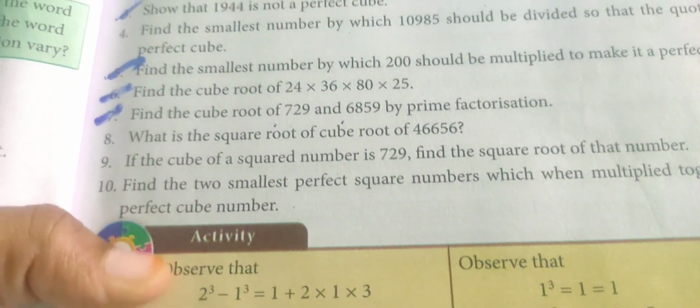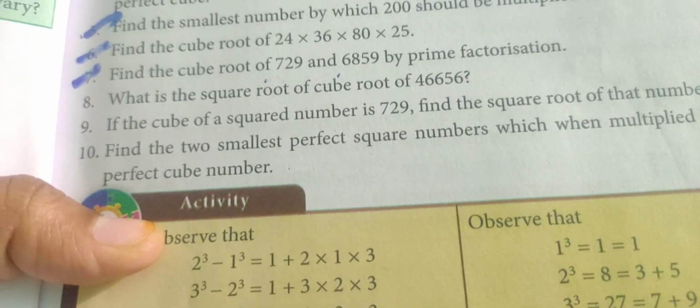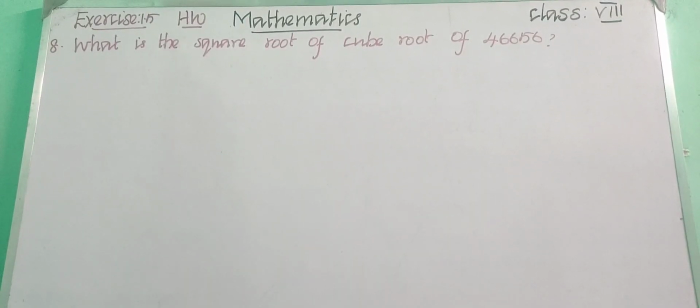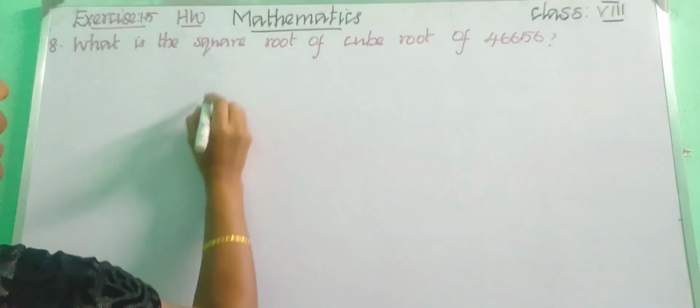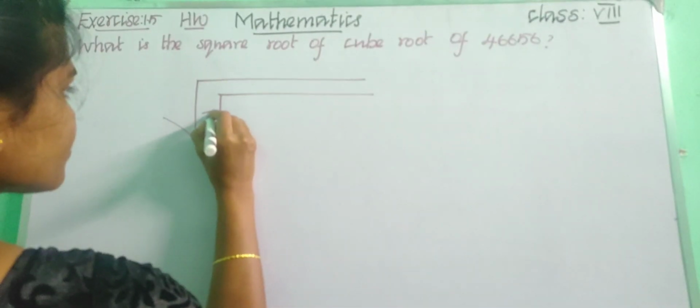Okay, let us do the 8th question in your classwork notebook. Write this question in your classwork notebook, children. See the 8th question. It is also your homework, but you should do this sum in your classwork notebook. Read the question. What is the square root of the cube root of 46,656? What is given first? The square root of the cube root of this number.